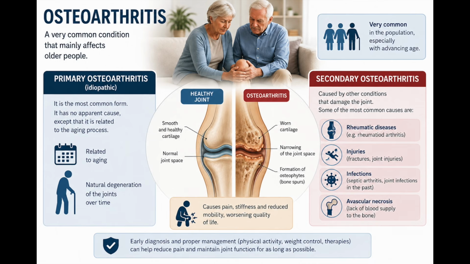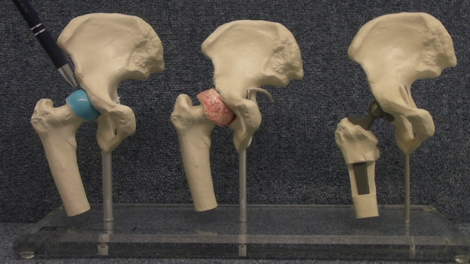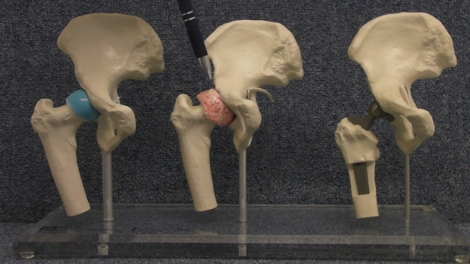The most common reason for this surgery is osteoarthritis, a condition in which the cartilage in the joint is worn away. In this plastic model, on your left, you see what should represent a normal hip, with a smooth articular surface, which is markedly different from the rough, irregular surface in the model in the middle.